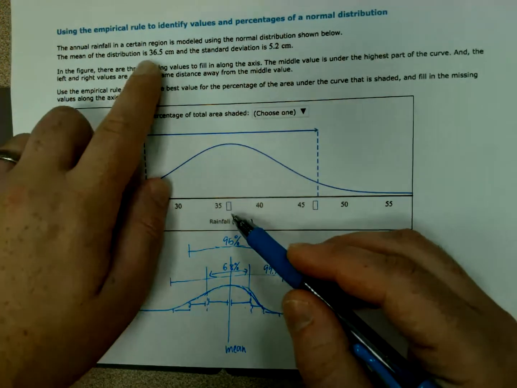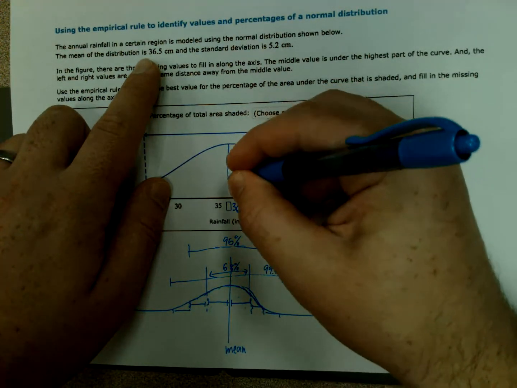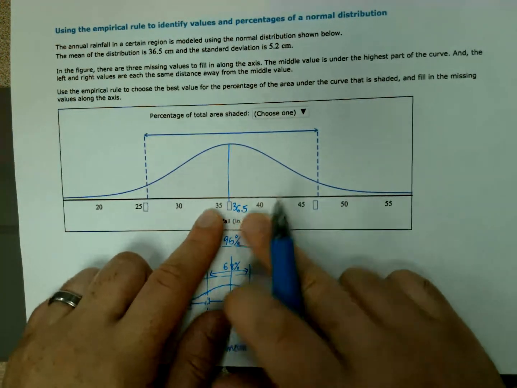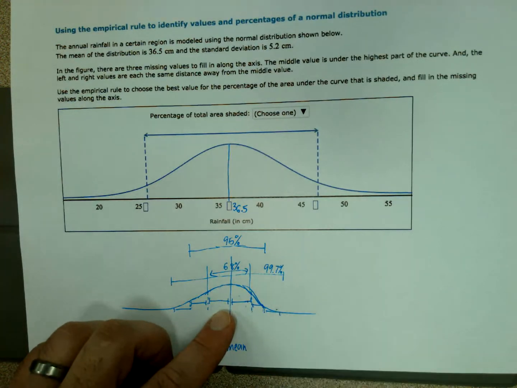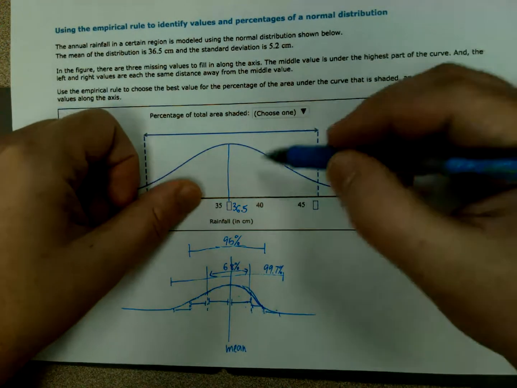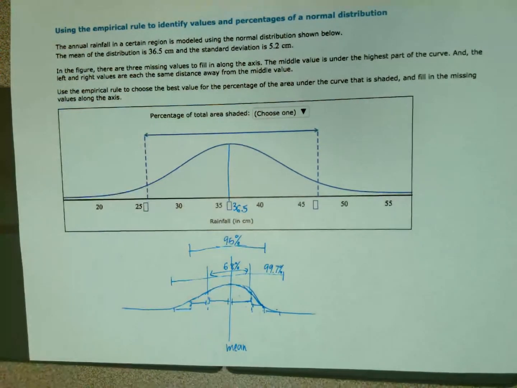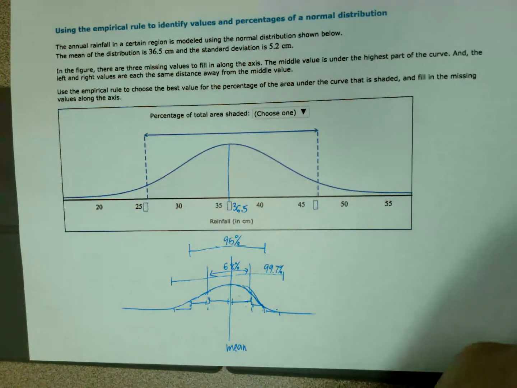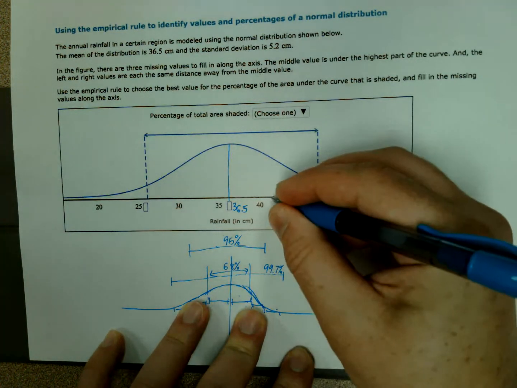So let's start filling this in. They tell us the mean is 36.5, so that's right in the middle. With the standard deviation of 5.2, that's telling us the gap to each line is 5.2, and I need to figure out how far away I am. So I do 36.5 plus 5.2. You could go either way, but I like to add. That takes us to 41.7, so that's right about here.